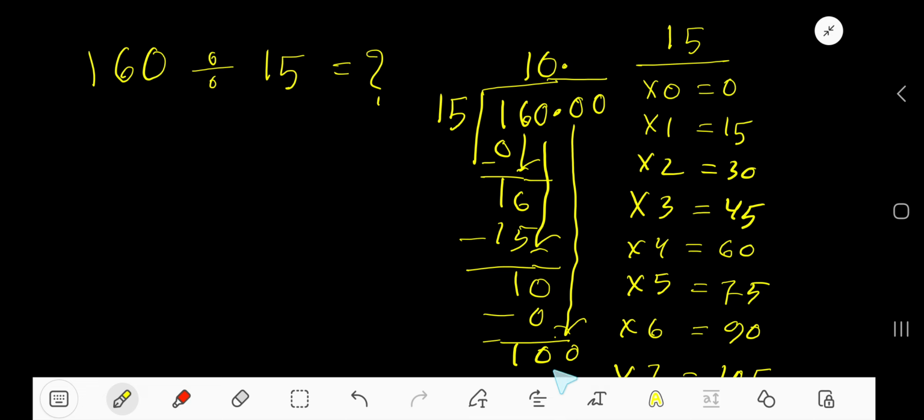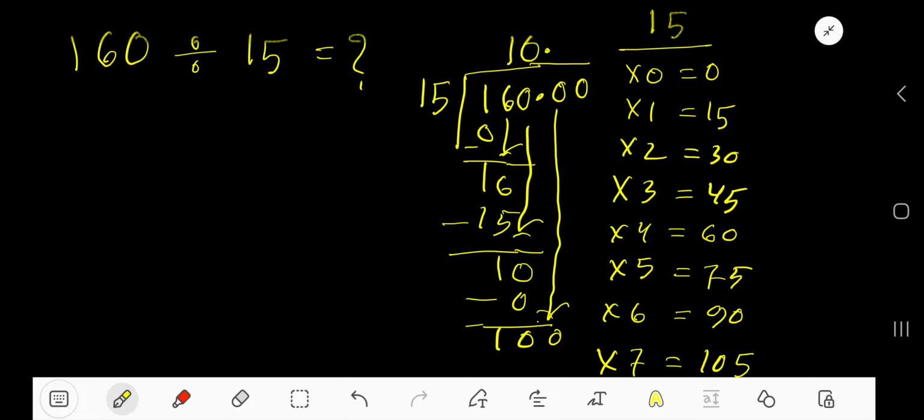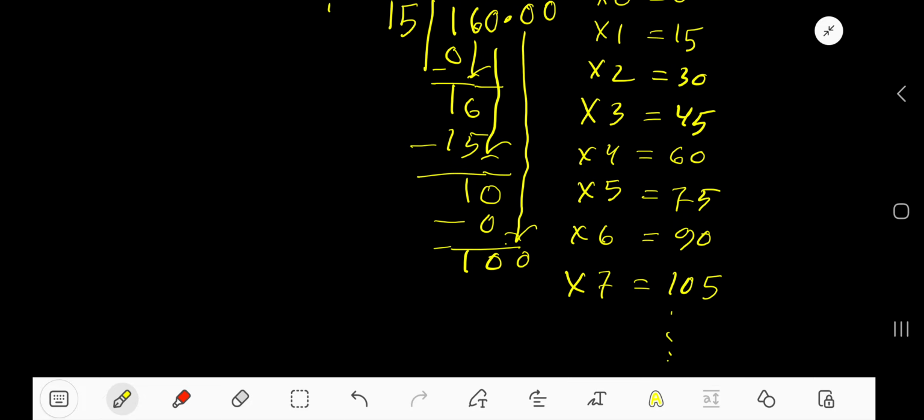Now 15 goes into 100 how many times? Okay, let me check the multiplication table. 7 times is 105, which is greater, so 6 times. Take 6 here. 6 times 15 equals 90. Subtract, again 10. Bring down the next 0, making 100.